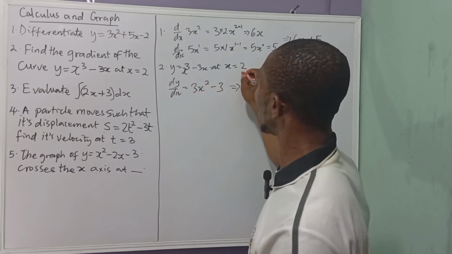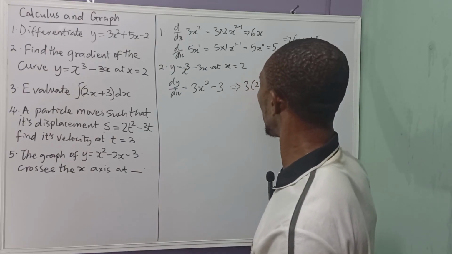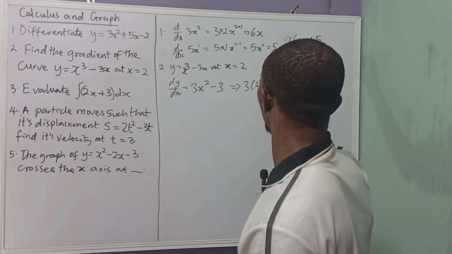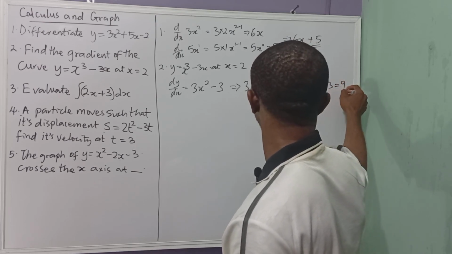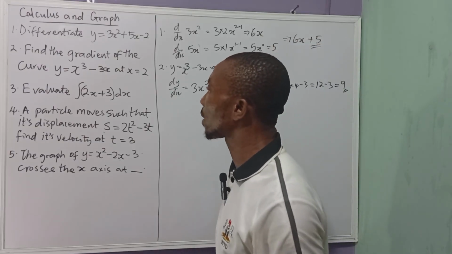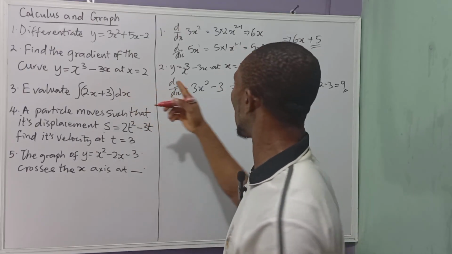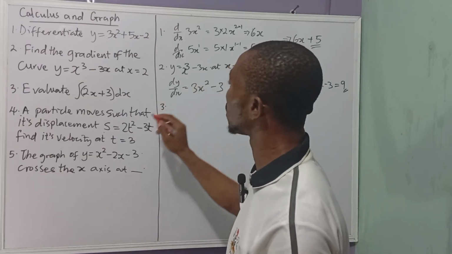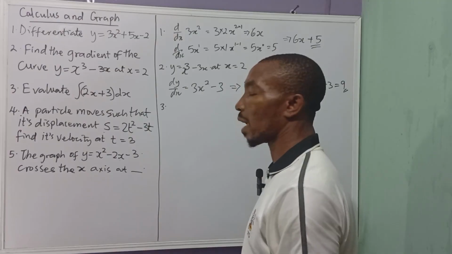Now substituting a value of 2 here, this becomes 3 brackets 2 squared minus 3. This gives us 3 times 4 minus 3, which is 12 minus 3 to give us 9. So the gradient of the curve y equals x cubed minus 3x at x equals 2 is 9.